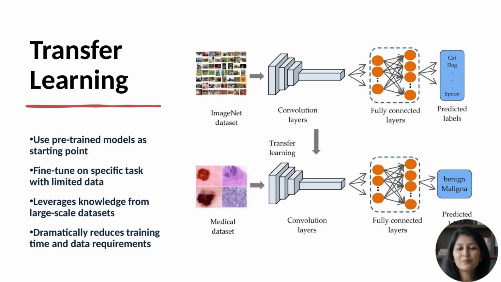Transfer learning is one of the most practical breakthroughs in deep learning. It makes powerful models accessible even when you have limited data or computational resources. Here's the idea. Training a deep network from scratch requires massive datasets and substantial computation. Training a state-of-the-art image classifier might require millions of images and weeks of GPU training. Most people don't have access to that.